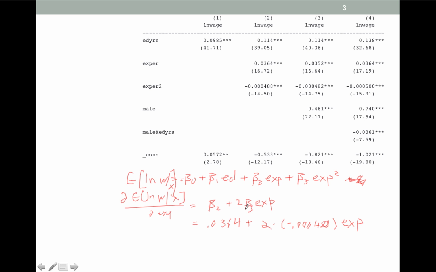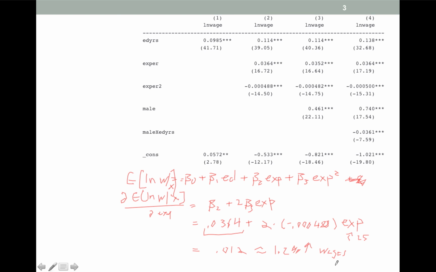The first year of experience, that is this expression plugging in 0 for experience, increases wages by about 3.5%. That comes from this piece right here. But after 25 years, that is if we plug in a 25 right here, this whole thing gives us 0.012, which corresponds to about a 1.2% increase in wages for each year of experience.